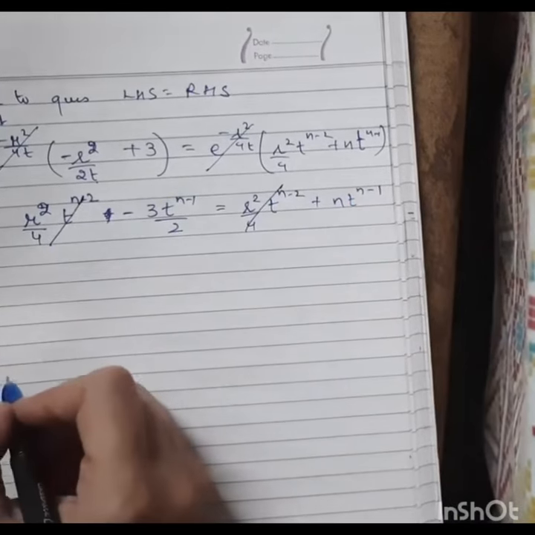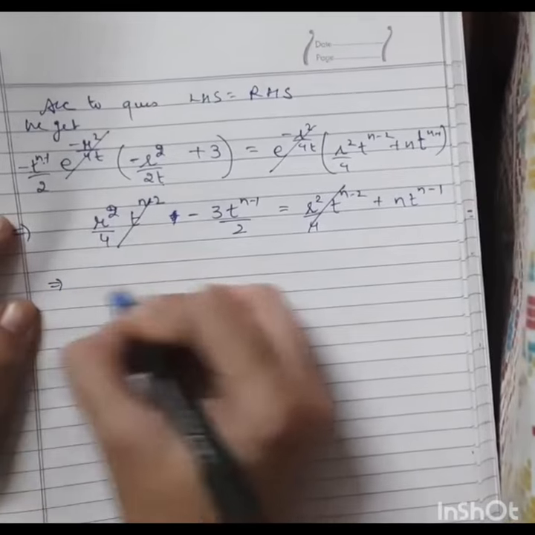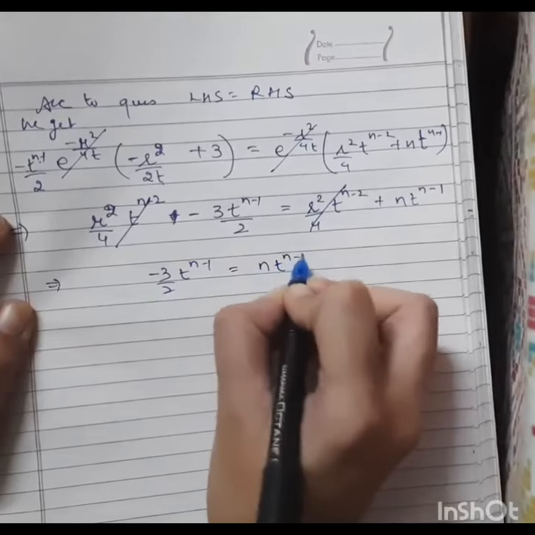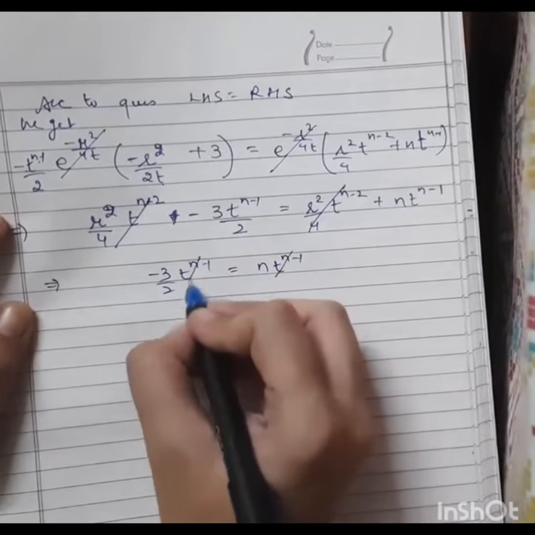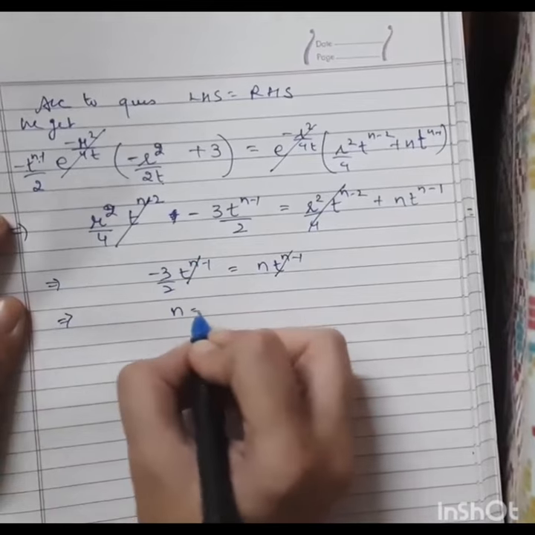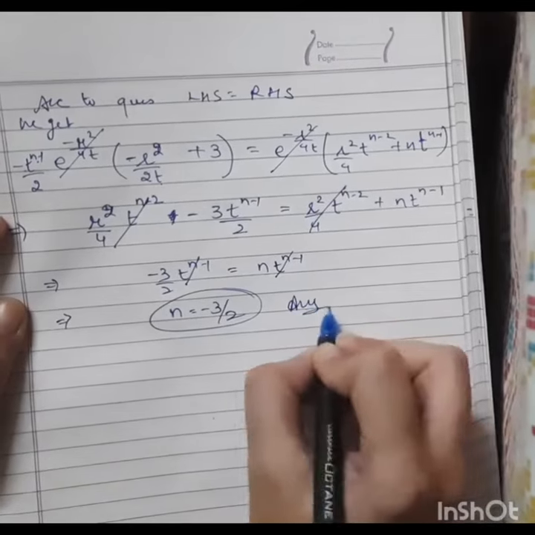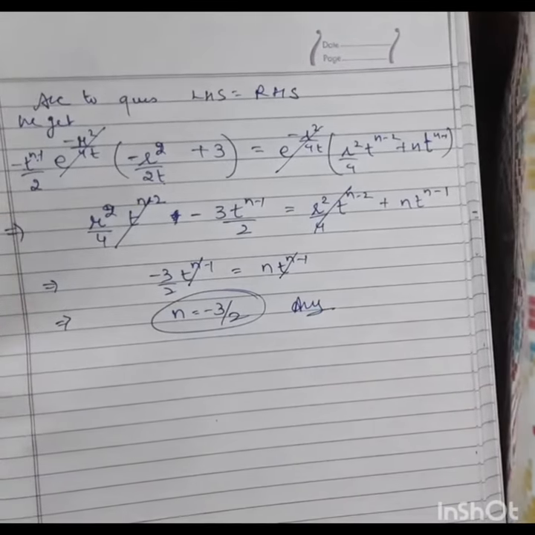Again this term is getting cancelled out. So what we get here, minus 3 by 2 t raised to n minus 1 and n t raised to n minus 1, t raised to n minus 1 cancel. So the value of n is, after comparison, we get minus 3 by 2, and this is our final answer. Got it?